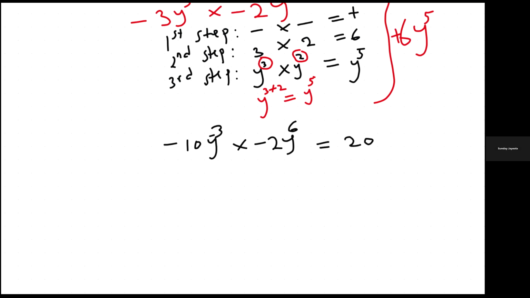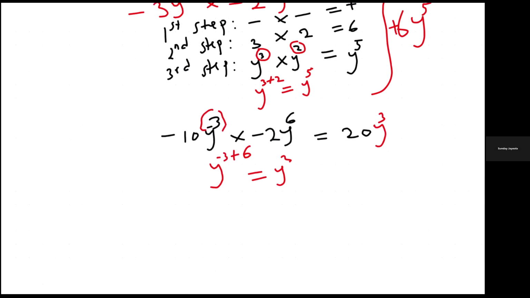Now also to have the power. The power we have here this time around is negative 3. So you still apply the same thing. The power here is negative 3, and the power here is 6. So it's going to be y raised to power negative 3 plus 6, which is equal to y raised to power 3. So this one becomes 20y raised to power 3. Let's go to the last example on multiplication.